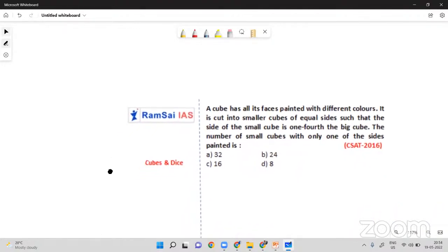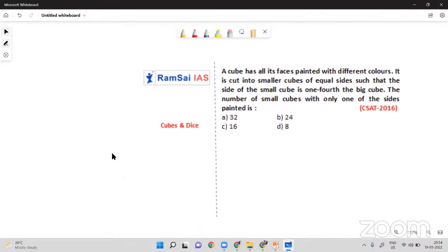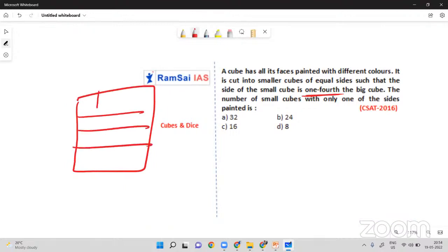A cube has all its faces painted with different colors. It is cut into smaller cubes of equal size such that the side of a smaller cube is 1/4 of the big cube. The number of small cubes with only one of the sides painted is dash. Great. It is 1/4, which means it's a 4 by 4 grid. So each side is 1, 2, 3, 4.